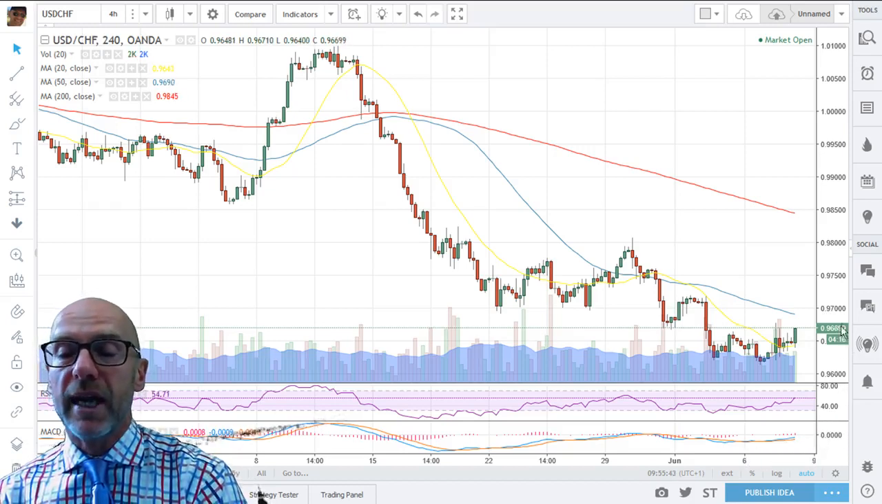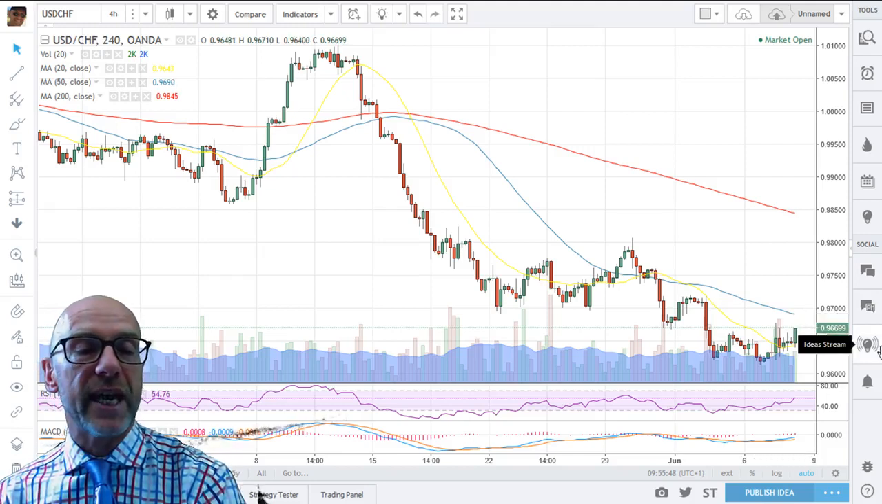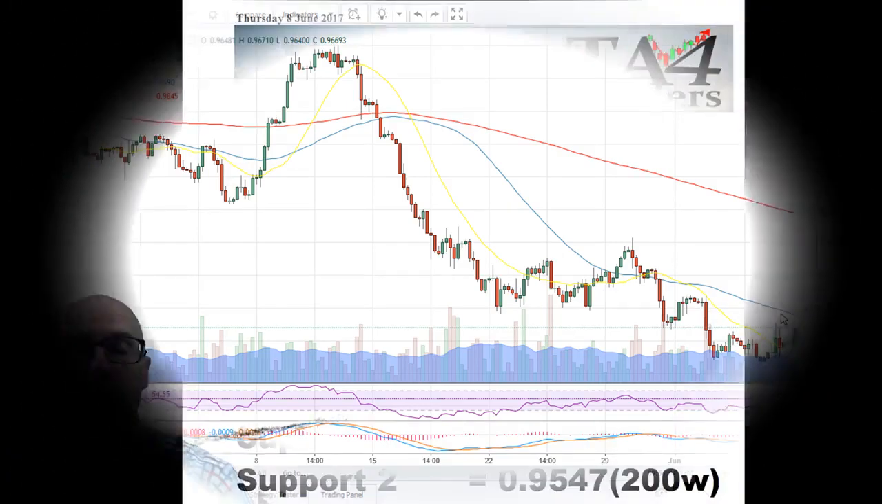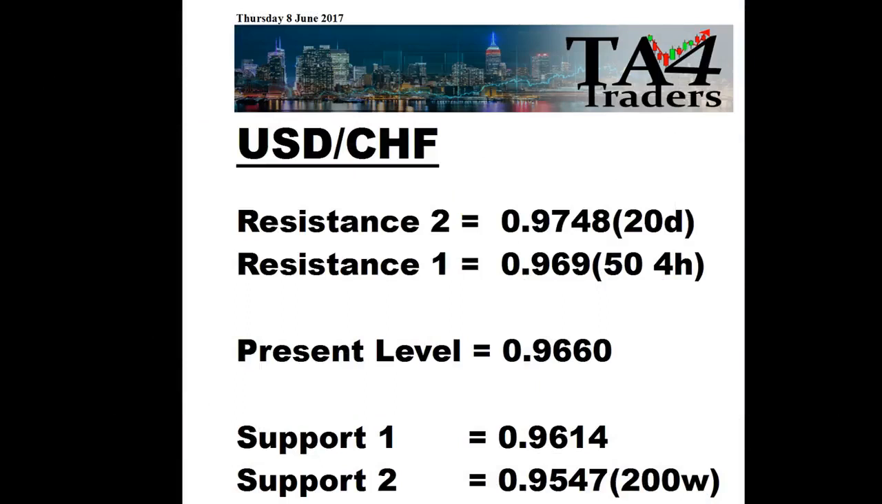Here there is a short-term resistance, the 50-hour moving average is tracking down. That's 96.90 and will cause initial resistance. On this chart, you'd want to see these resistance points at 97.20 being broken, which will break the pattern of lower highs. Quickly looking at the support and resistances: we've got that 50 on the 4-hour, 96.90. Then the 20-day, 97.48, with supports at 96.14, and then that 200-week giving support at 95.47.